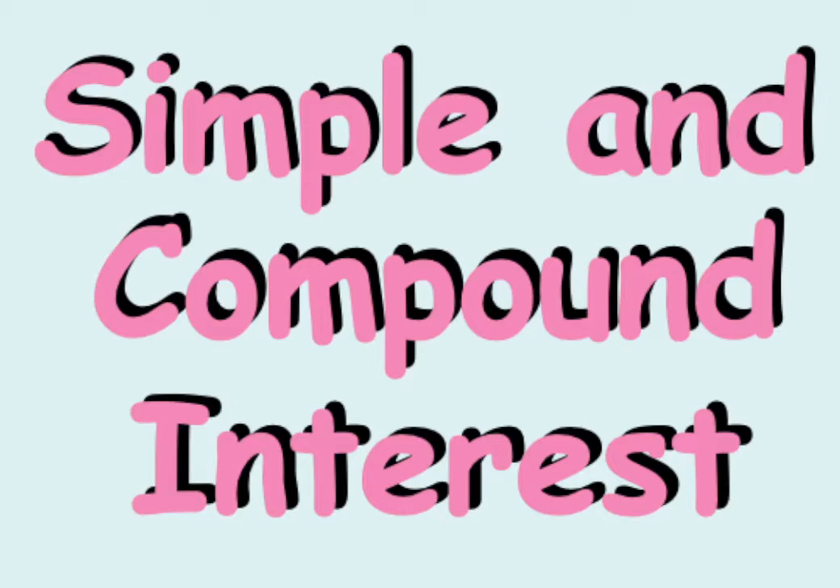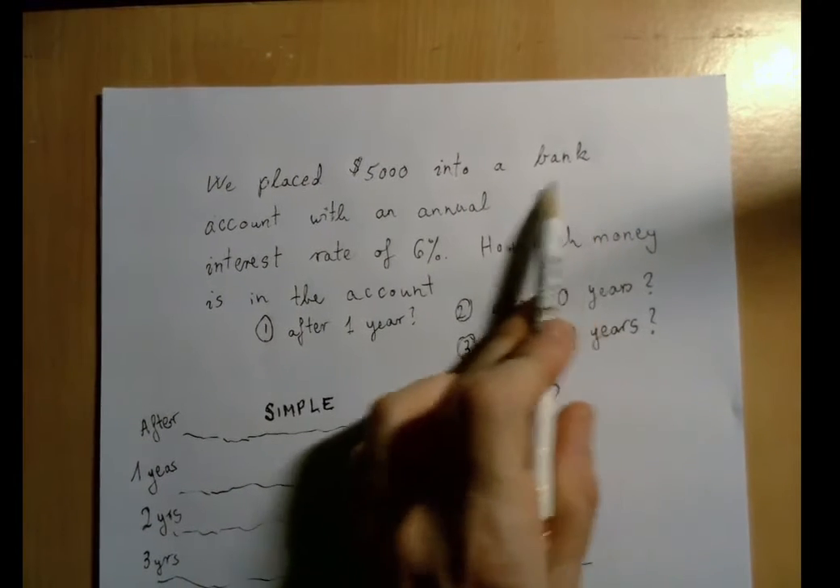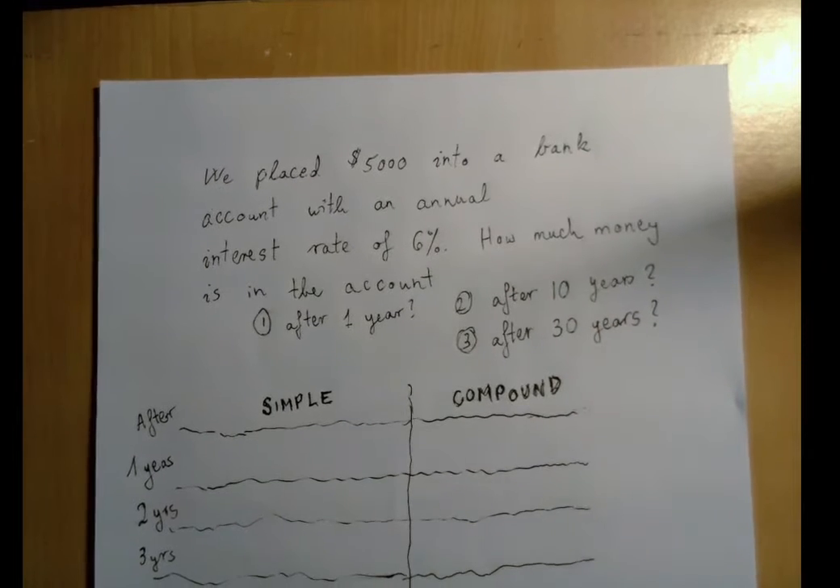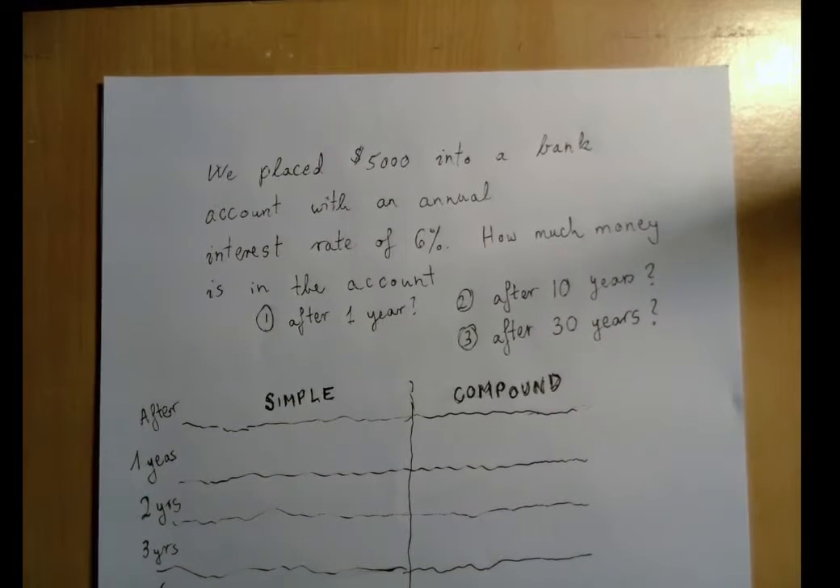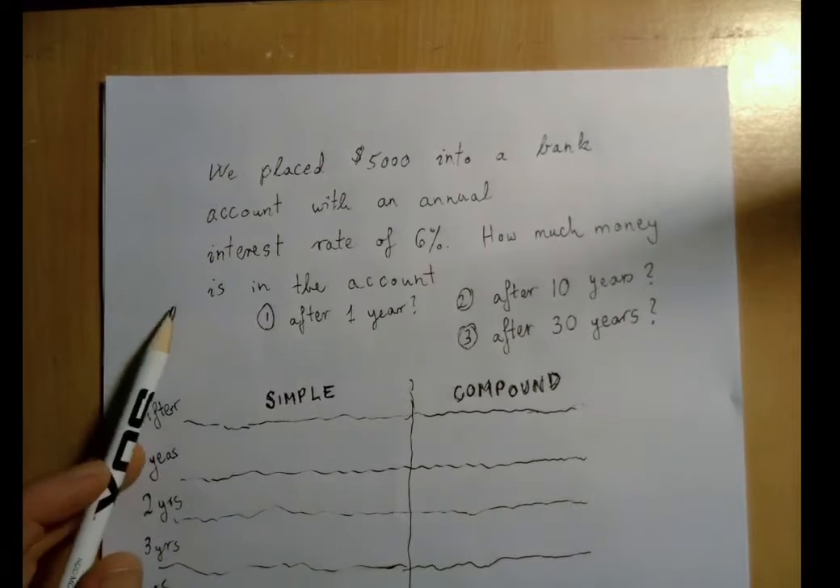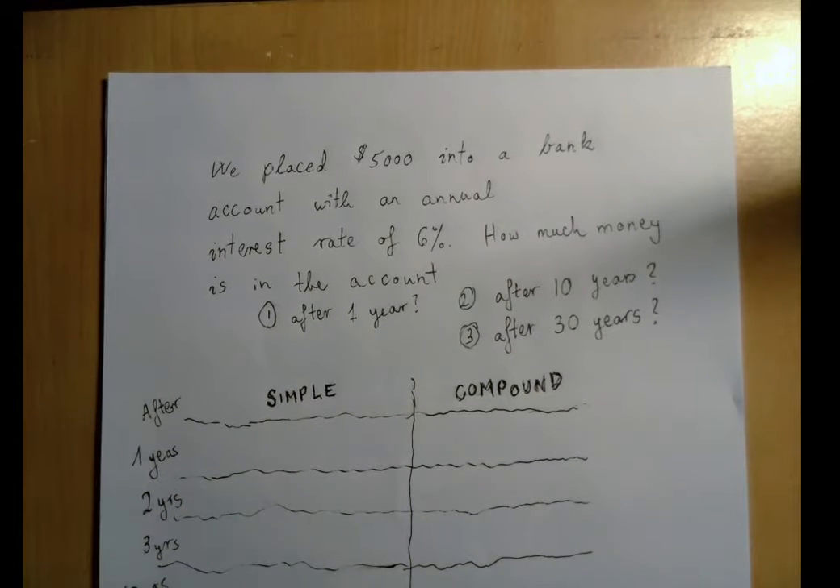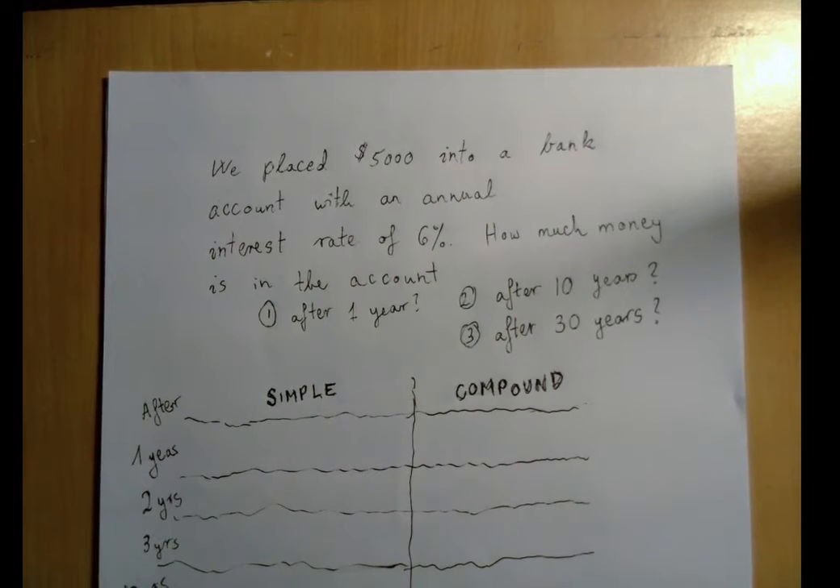We're gonna talk about the difference between compound and simple interest. So this sentence is incomplete. There should be a word here, either simple or compound. We placed $5,000 into a bank account with an annual, simple or compound, interest rate of 6%. How much money is in the account after 1 year, after 10 years, after 30 years?